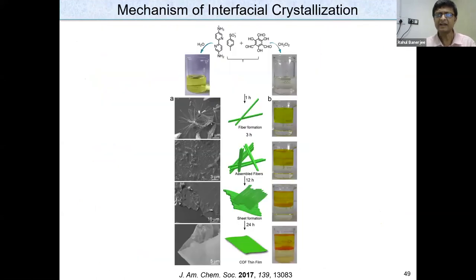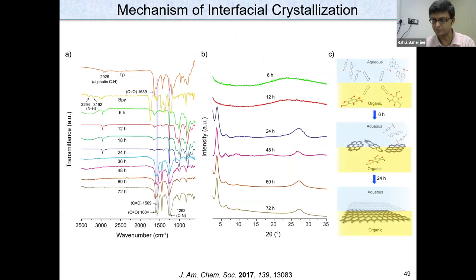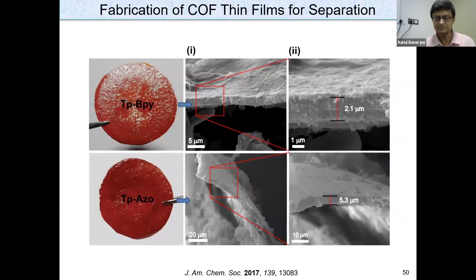And what we figured out is that the synthesis is very simple. You have the simple salts, or the salt molecules, coming together, aldehyde replaces the salt, does the reaction, and finally forms these nice crystalline films. The mechanism I shall skip. As I told you, the thickness here is about 2 to 5 microns. So you can go up, and these are very nicely self-standing.